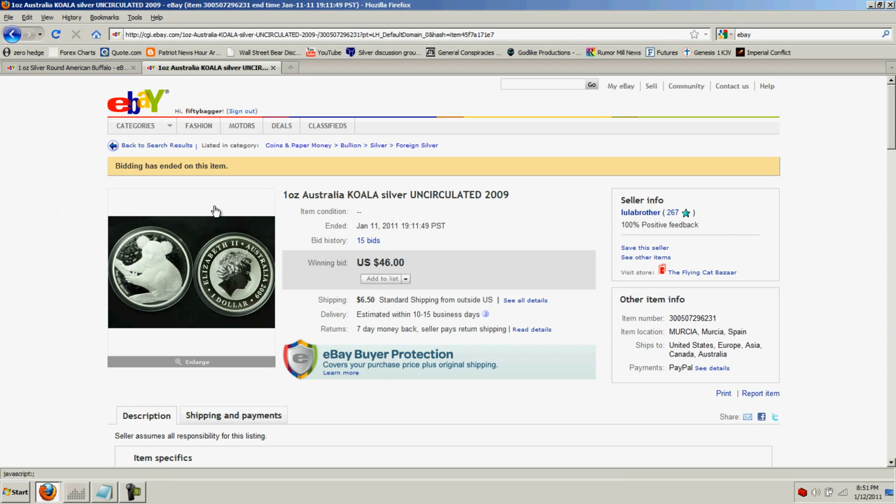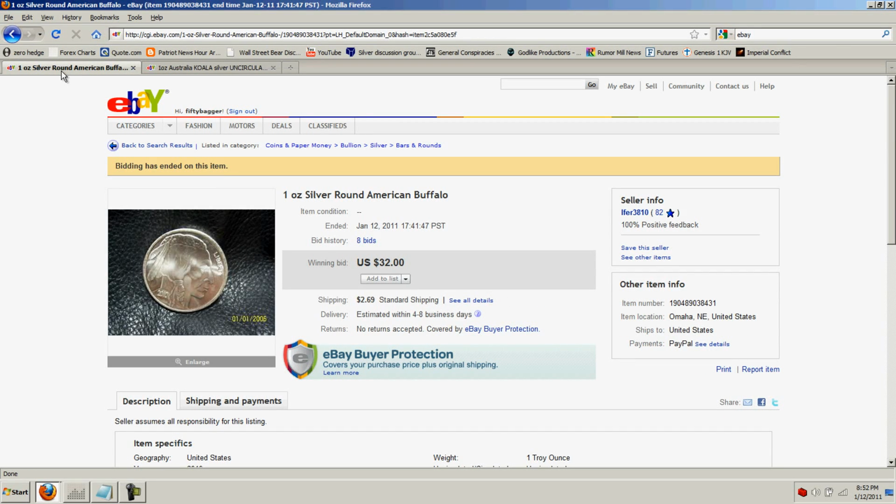It all depends on when I'm looking at selling the coin. Now, the reason why I brought up the koalas is because I wanted to give you an example, because these are actually two coins that I purchased at the same time. I purchased these 2009 koalas, and I purchased these 2009 Buffalo rounds. This is 2010 in the picture, but it's a 2009 Buffalo round.